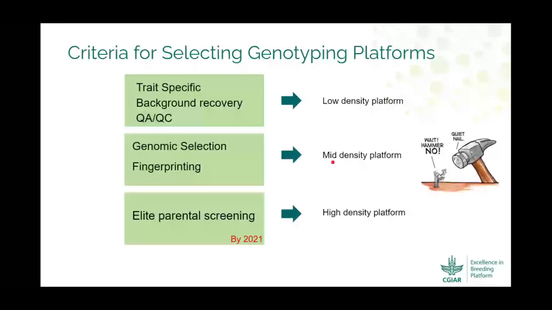For low density, this is likely the most suited for trait-specific marker-assisted selection applications. Sometimes people do use it for background recovery as well. QA/QC applications, as mentioned in the previous slide, is a strong use for this low-density platform. Largely, this is due to the high confidence in the marker technology, the very robust CASP marker system. It is also quite cost-effective if you were to run less than 50 markers per sample.